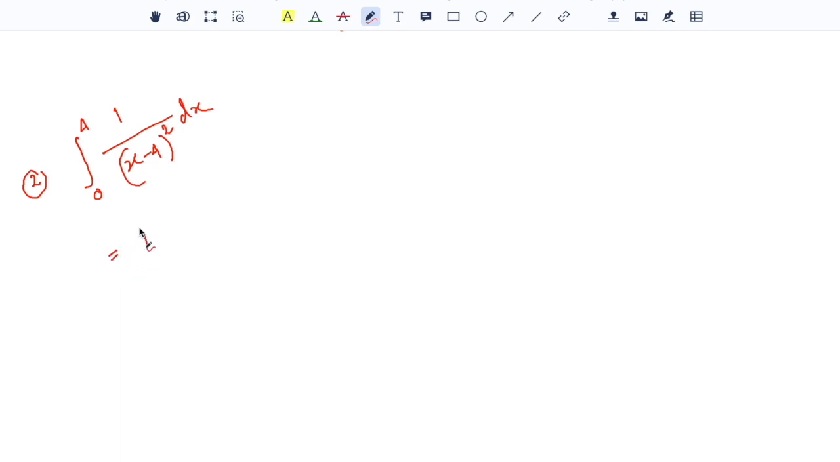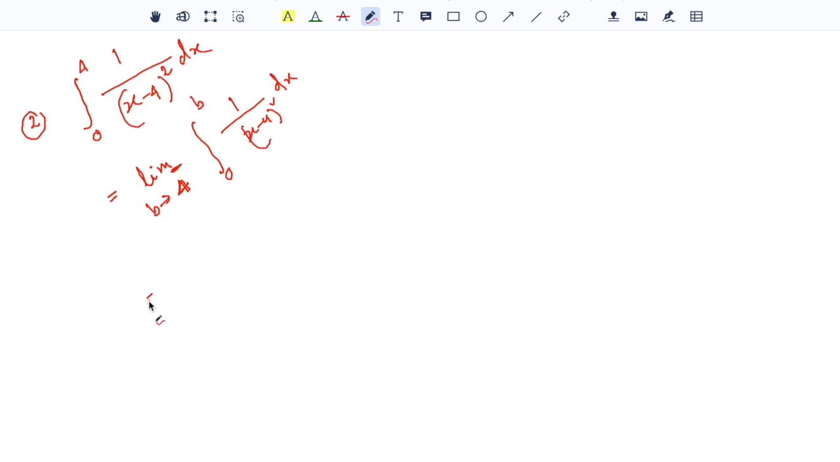So by definition we can write limit. I need to first replace 4 by b, and then I can write b tends to 4 from left. For the upper limit it will approximate to 4 from left, and for the lower limit it will approach a number from right. So it will be the integral of 1 by x minus 4 whole square dx.